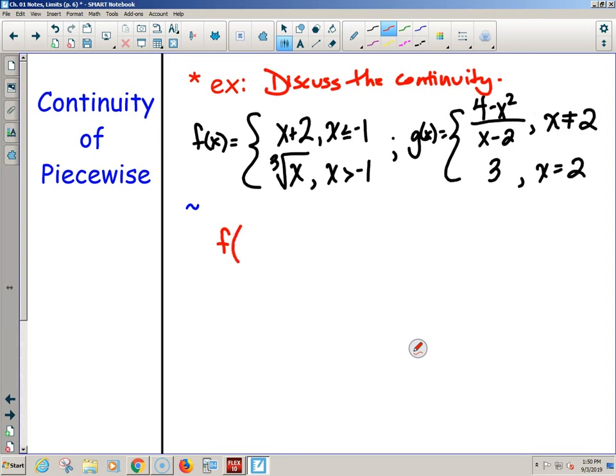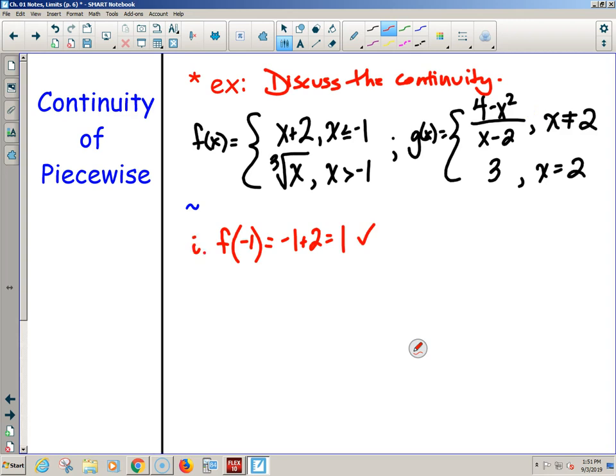So, definition of continuous. Does f of -1 exist? Yes or no? Yes. How could I find him? Which piece of it? Because of the or equal to, right? So I could plug in -1 plus 2 is equal to 1. Condition number 1 is met. Check.